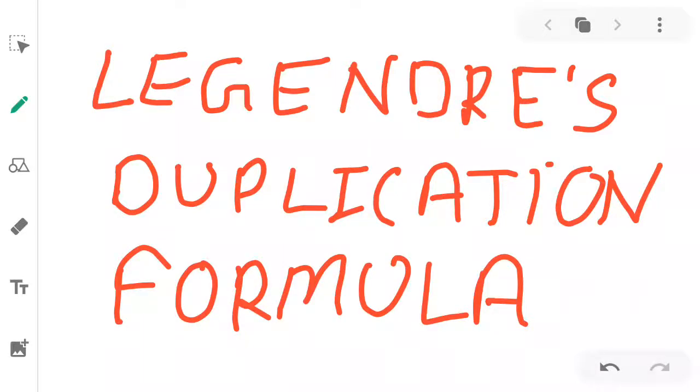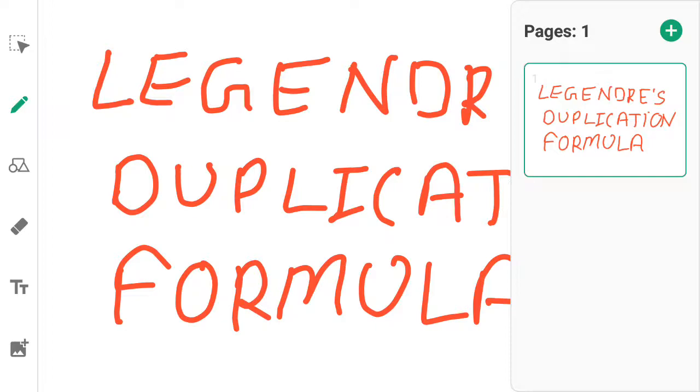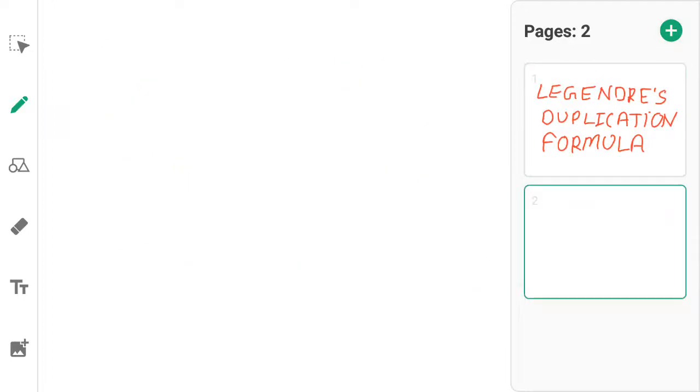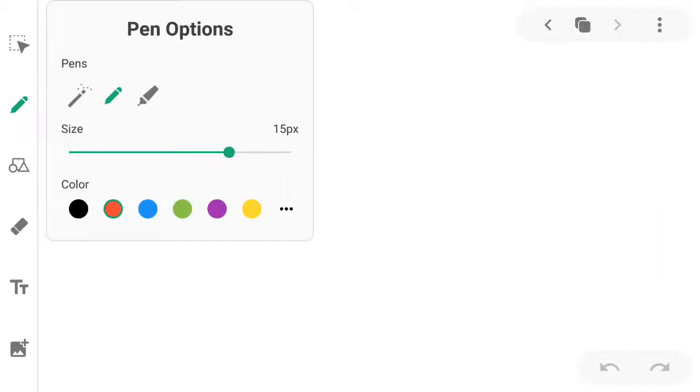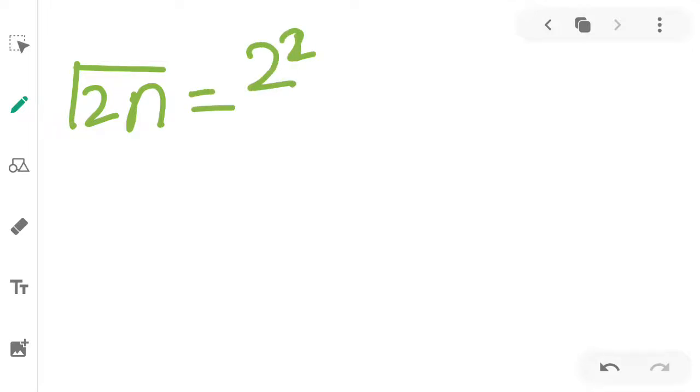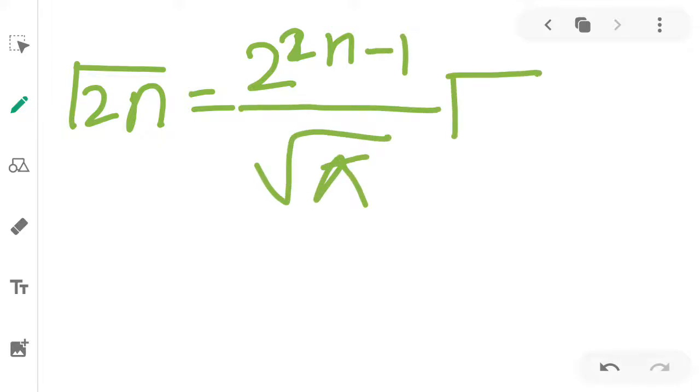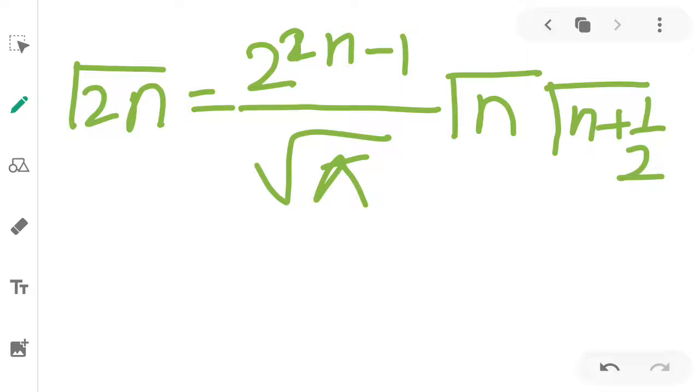Hello students, in this lecture I am going to explain an important formula which is called the Legendre duplication formula. Let us know what the Legendre duplication formula is. The Legendre duplication formula is given by gamma of 2n is equal to 2 to the power 2n minus 1 upon root pi, gamma n into gamma n plus half. This is the Legendre duplication formula.